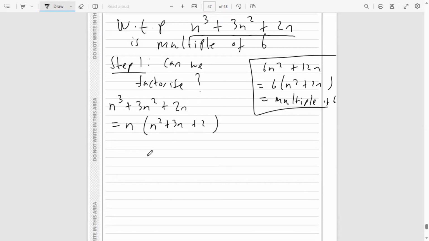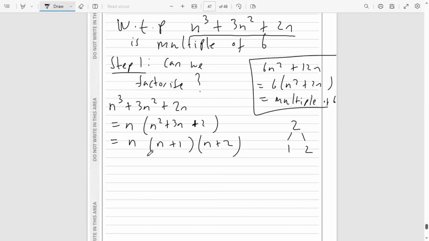Now, can we factorize even further? We want to factorize as far as possible. Yes, we can. We have this n times this quadratic factor, and we can factorize that quadratic. If we put an n in each bracket, can we think of two numbers that multiply to make 2 but add together to make 3, the coefficient of n? Yes, 1 and 2. So we put a plus 1 and a plus 2. Now we have fully factorized this cubic expression.